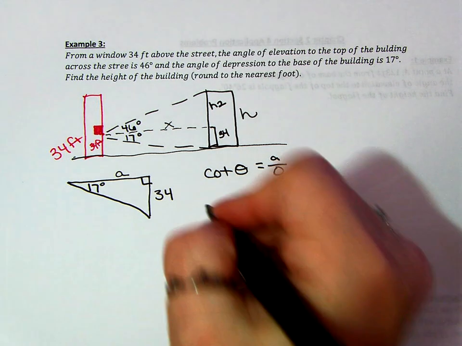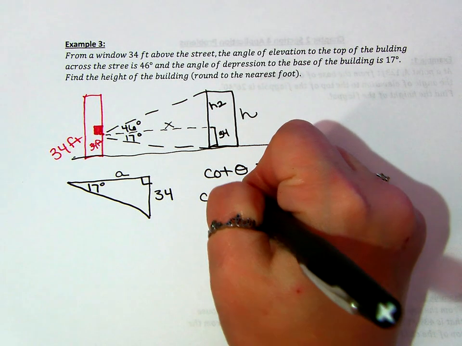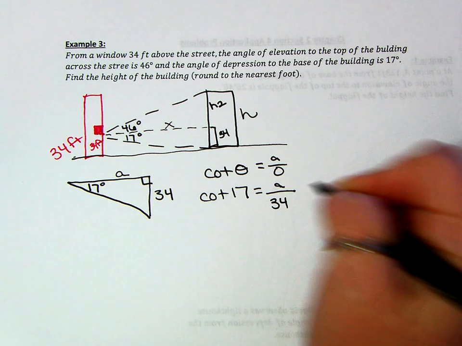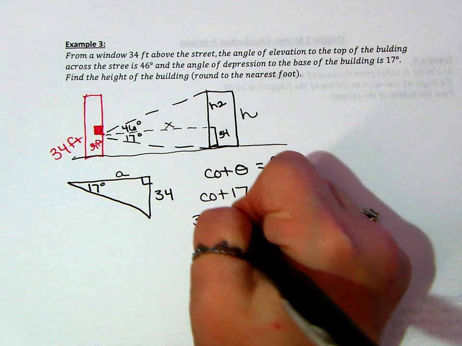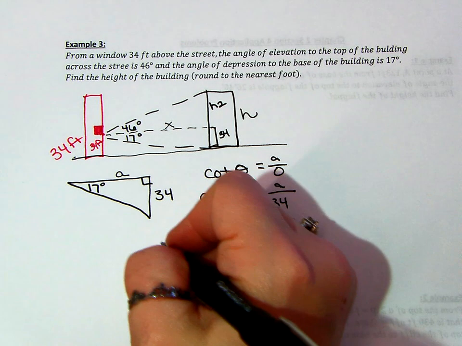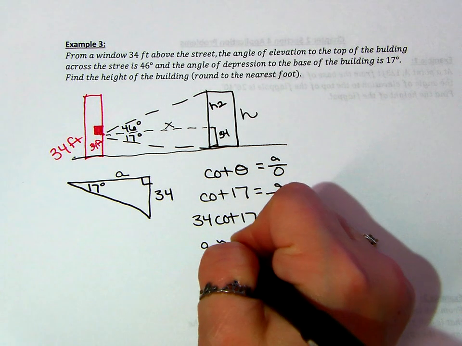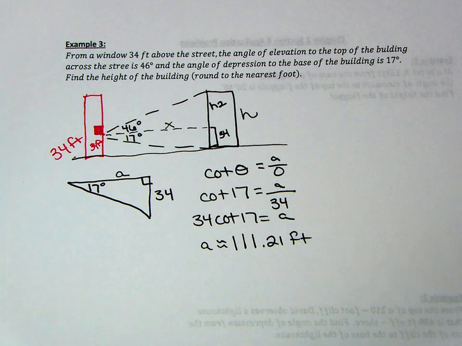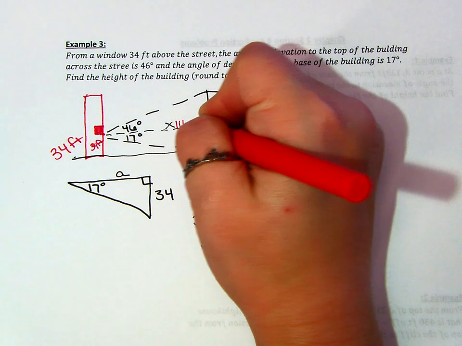Cotangent of 17 is going to equal A over 34. So 34 times our cotangent of 17 is going to tell us how far apart these buildings are. 111.21 feet, approximately. So now I know that this is 111.21 feet.